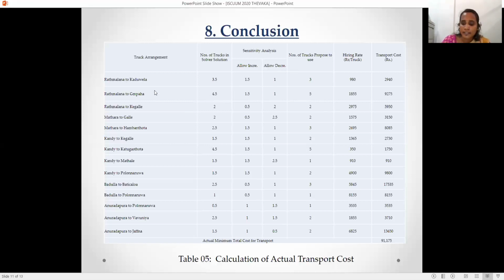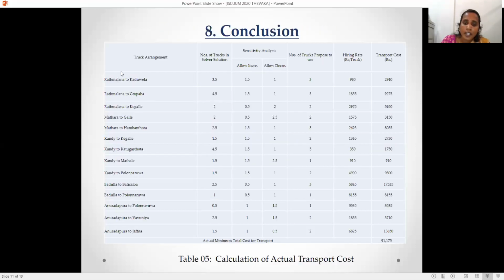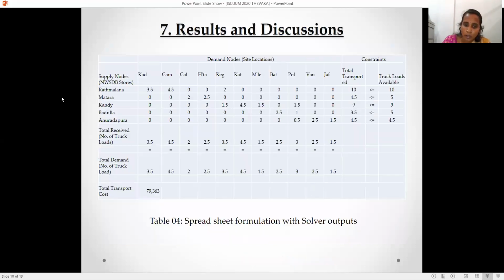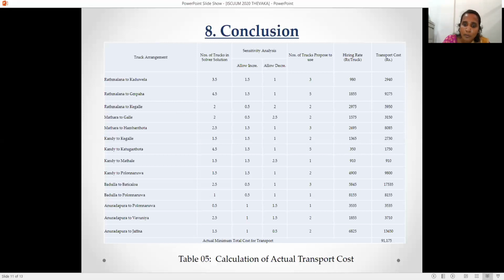So based on this Excel solver output and the sensitive analysis, we would be able to find the actual transport cost with the possible minimum cost. Earlier this solver output gave the optimal, but in a real situation we can't use the optimality, we can't use the near to optimal. So it is called the possible minimum value it gives. So this Excel solver method is very helpful to sort out this problem of National Water Supply and Drainage Board.